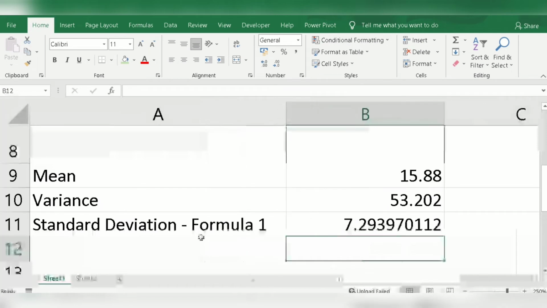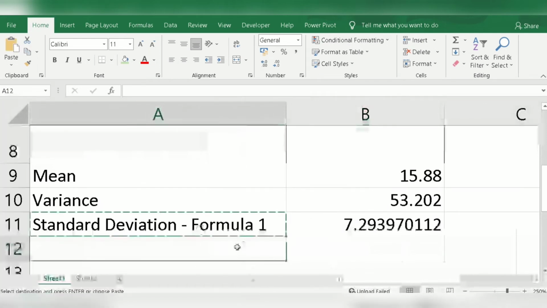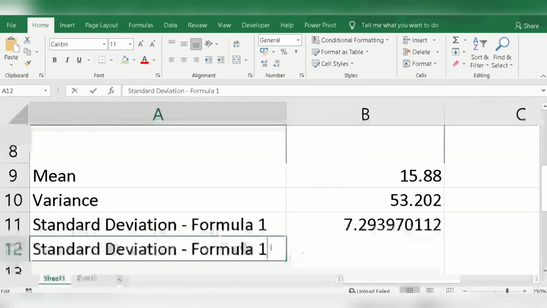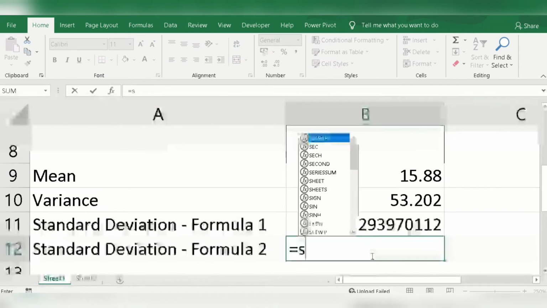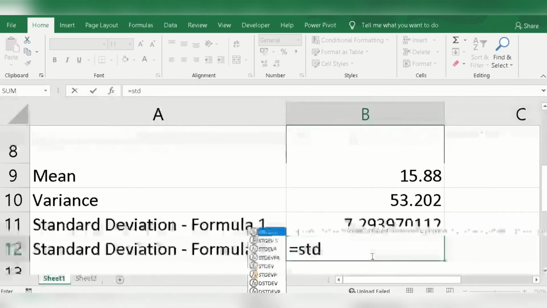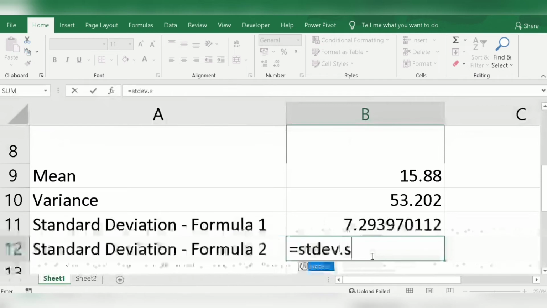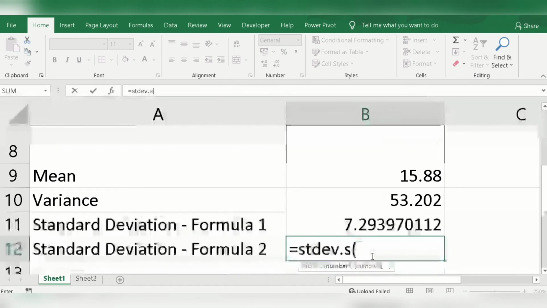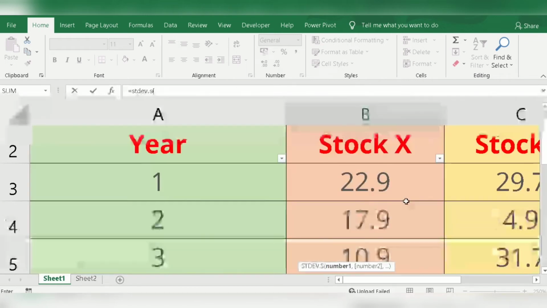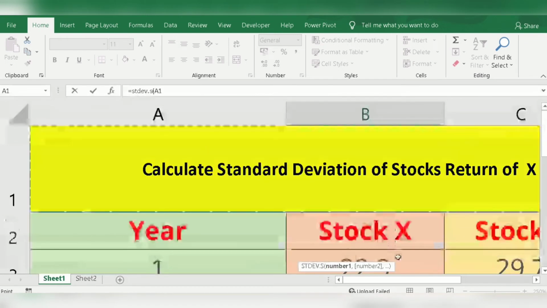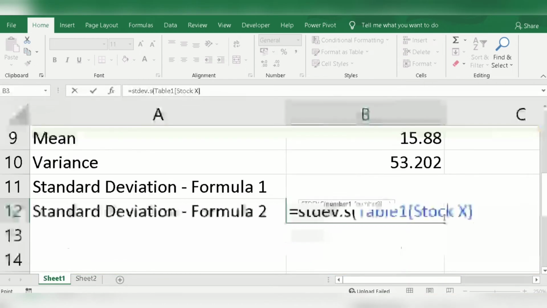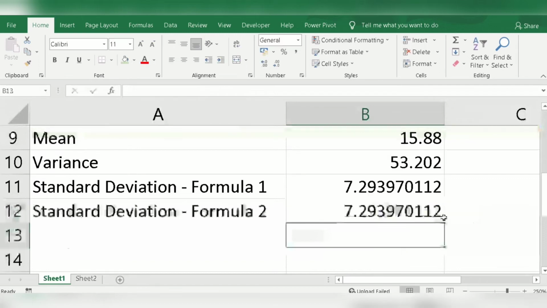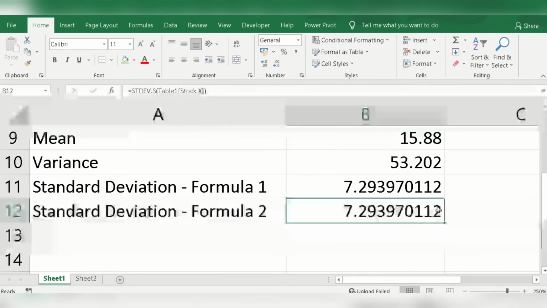So with the help of formula 1, we are calculating the square root of variance, which will be the standard deviation. In another formula, the normal formula for standard deviation, we are checking whether both formulas give the same value or not. So right now we are putting STDEV.S, and number 1, number 2. That means we have to select the range from stock X from the first year until the 5th year. Then you can close the bracket. Okay, you will get the standard deviation value. See over here, both values are the same.